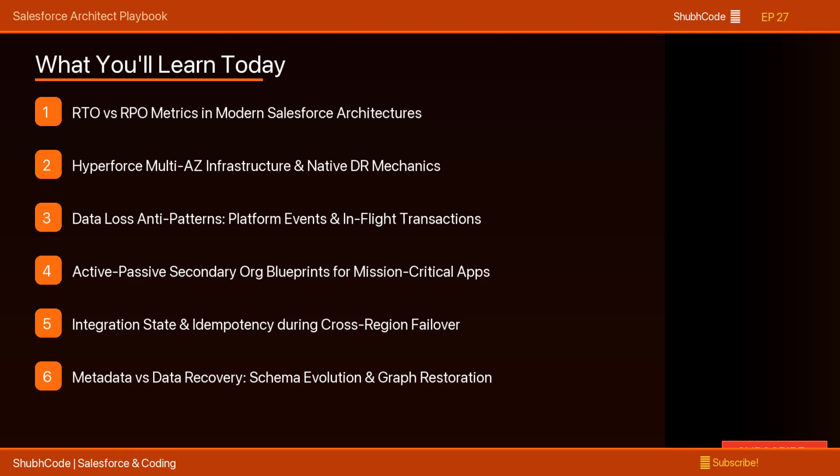Here's what we're covering today. RTO versus RPO metrics in modern Salesforce architectures, then Hyperforce multi-AZ infrastructure and native DR mechanics, then data loss anti-patterns, platform events and in-flight transactions, then active-passive secondary org blueprints for mission-critical apps, then integration state and idempotency during cross-region failover, then metadata versus data recovery, schema evolution and graph restoration, then chaos engineering and simulated DR failover frameworks, then the CTA decision matrix. Selecting your enterprise DR tier. Stay for the last one, it's the piece most tutorials miss.